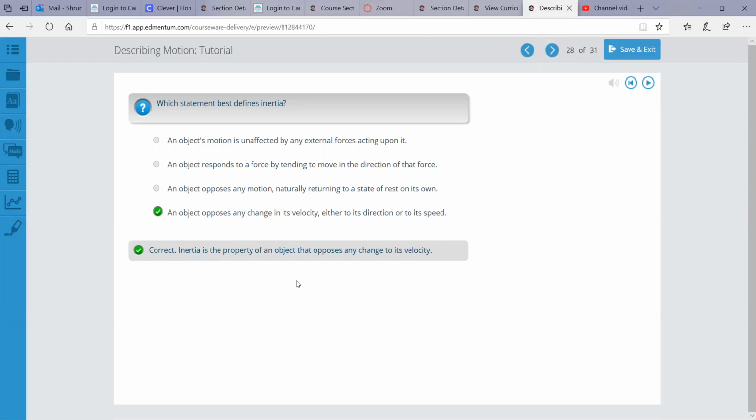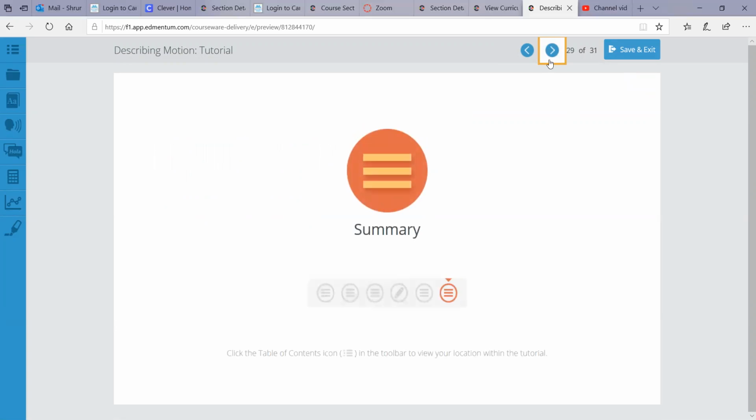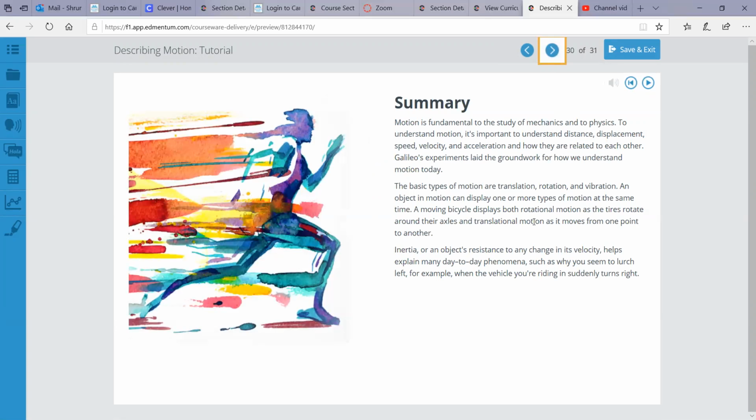Inertia is the property of an object that opposes any change to its velocity. So it doesn't want to change direction or speed. It resists. And that brings us to the summary. Motion. It's fundamental to the study of mechanics and to physics in general. To understand motion, it's important to understand distance, displacement, speed, velocity, and acceleration, and how they are interrelated.